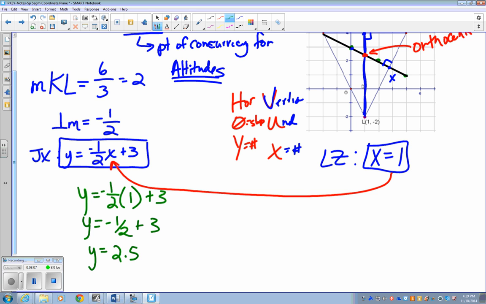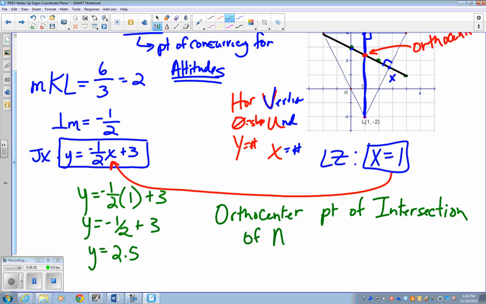So I know the orthocenter is the point of intersection for the altitudes. Therefore, I can see that the point of intersection for those two lines, the vertical line and the line JX, was at (1, 2.5). And that is my answer.